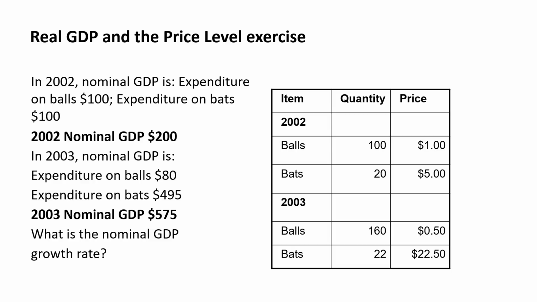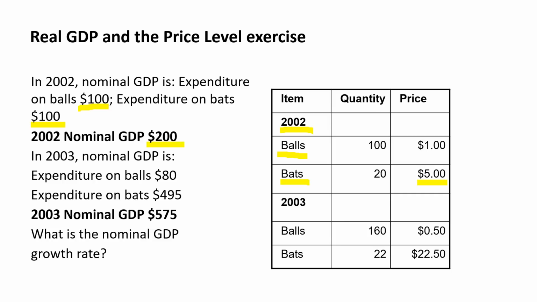Now let's calculate nominal GDP for 2002. The expenditure on balls is equal to 100 quantity multiplied by $1 price, so the total expenditure is $100. The same applies to bats: 20 multiplied by $5, which is equal to $100. We add the total expenditure on balls, $100, to the total expenditure on bats, $100. So the total nominal GDP for year 1 is equal to 200.